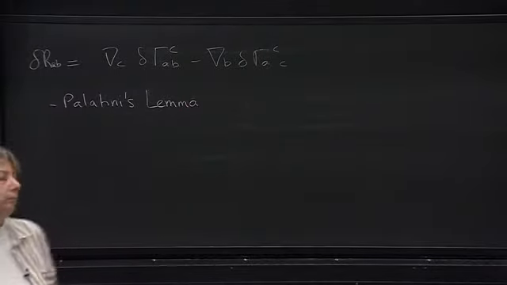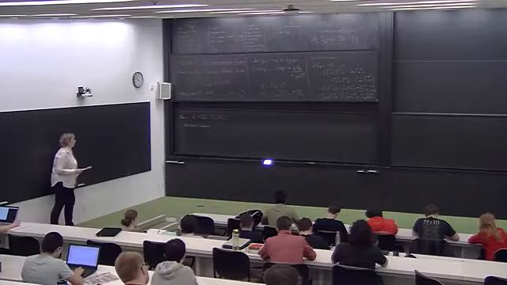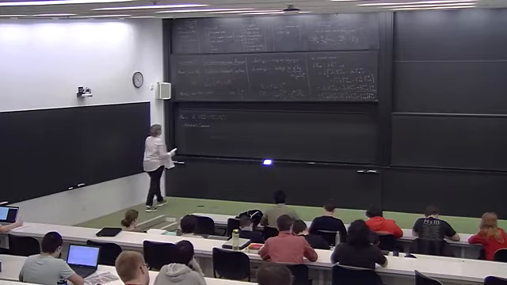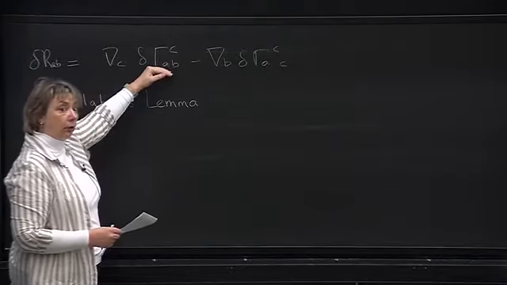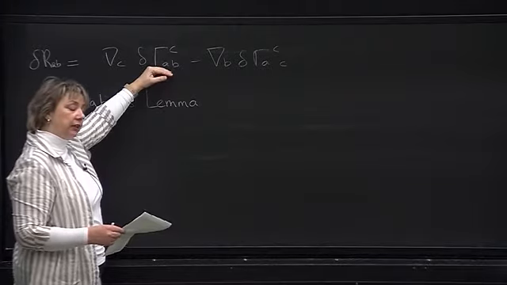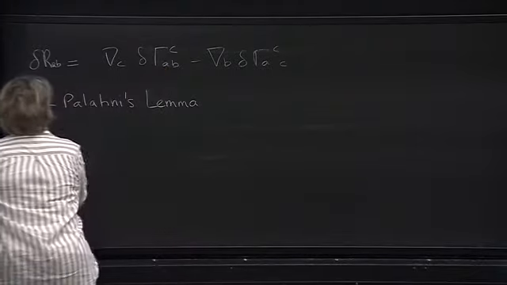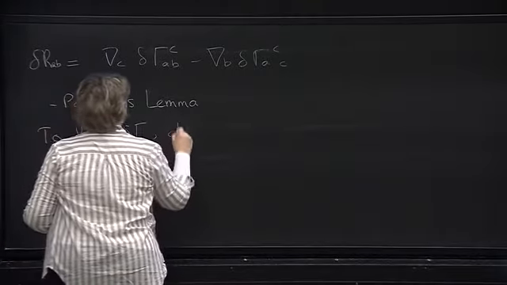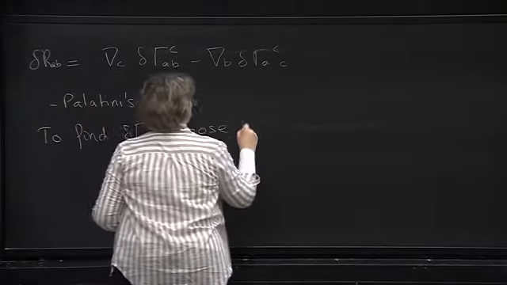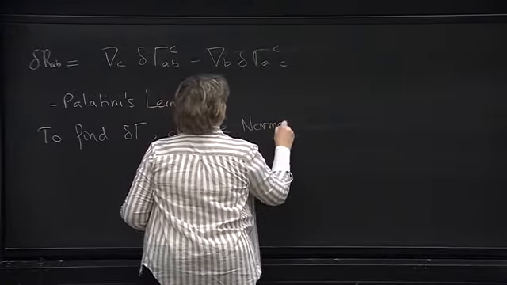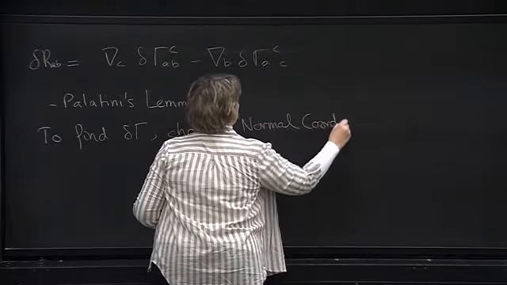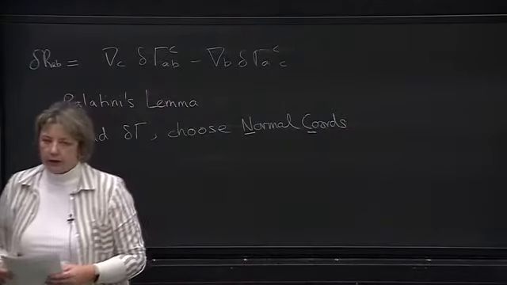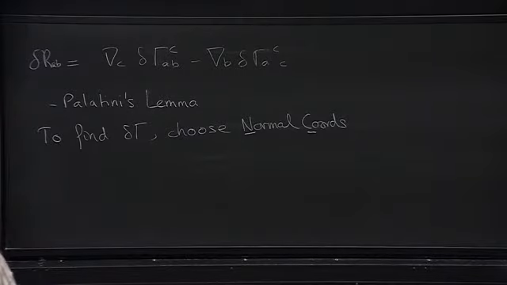And then finally, we want to get an expression for the variation of the connection. And to do this in a fairly economical way, I'm going to choose a very specific set of coordinates. These are called normal coordinates, NC, and they correspond to a local inertial frame.